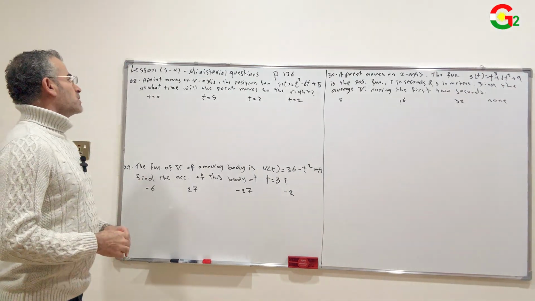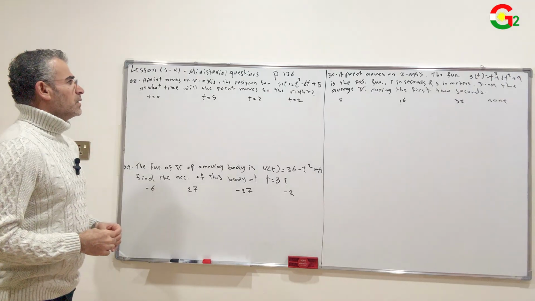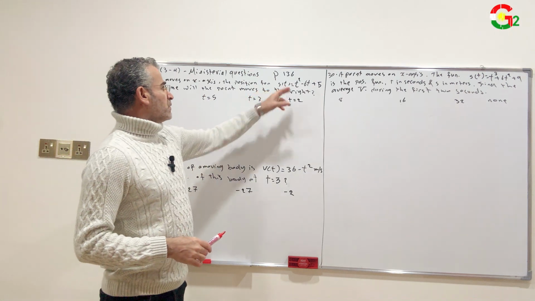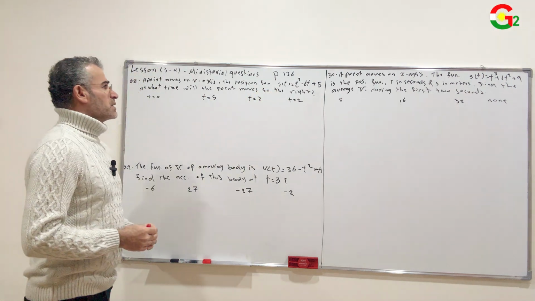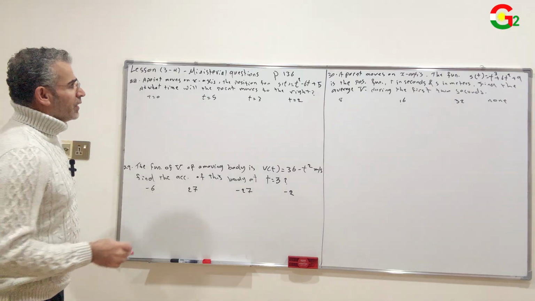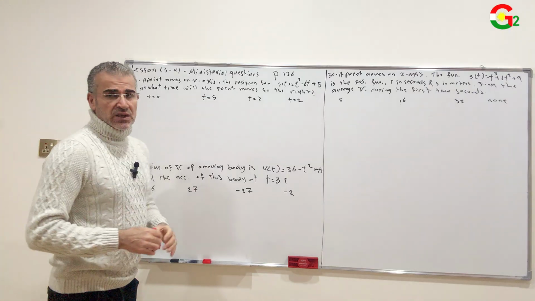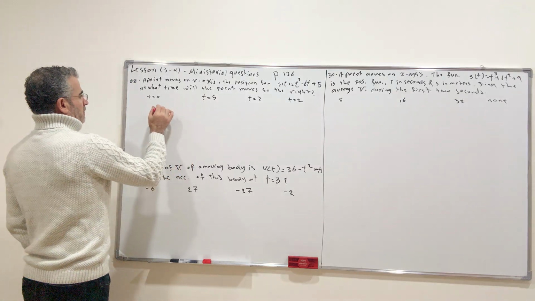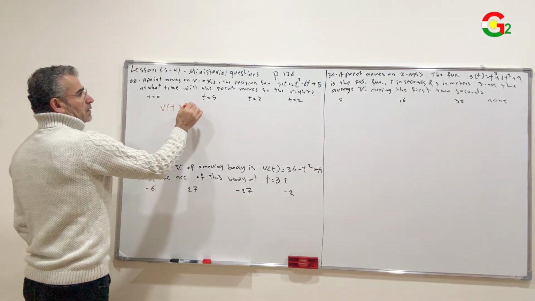Question number 28. A point moves on x-axis. The position function of this point is s of t equal t squared minus 6t plus 5. At what time will the point move to the right? Moves to the right means the velocity is greater than 0 over x-axis.